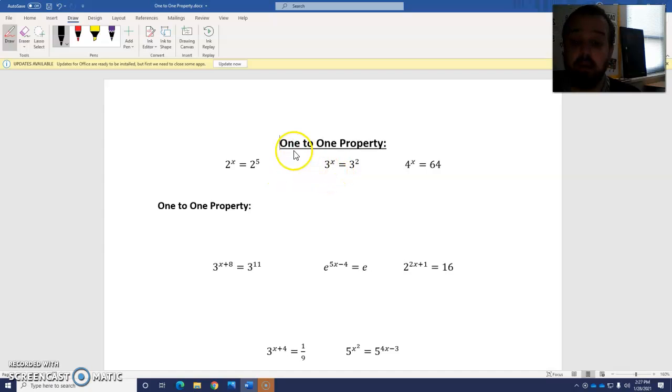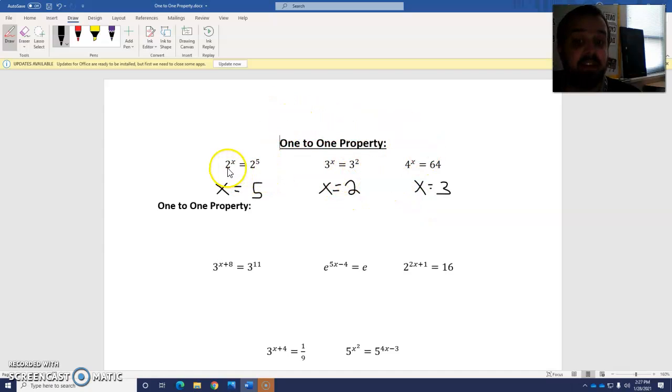Okay, so if you're coming back to us, for this one, hopefully you got that x would be 5. For this one, you would get that x would be 2. And for the last one, you would get that x would equal 3. And the reason why I got these answers is because of something called the one-to-one property.